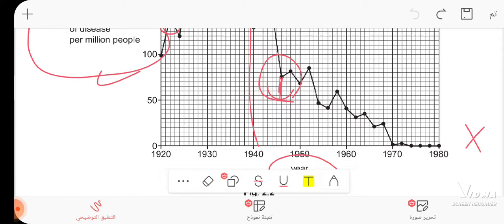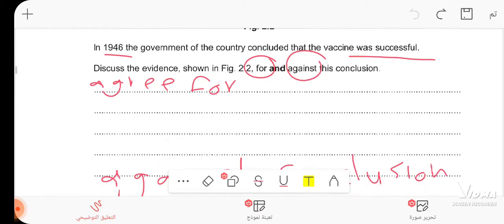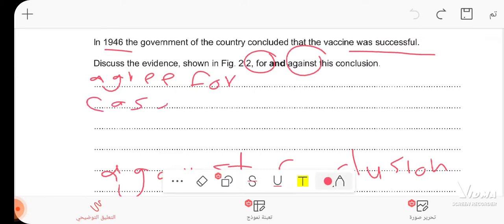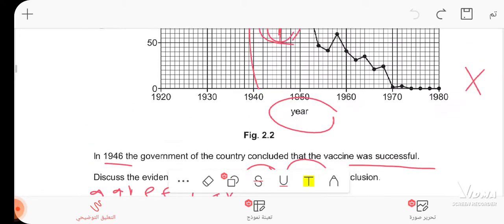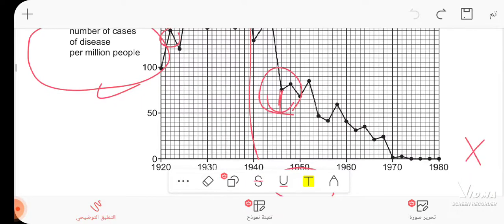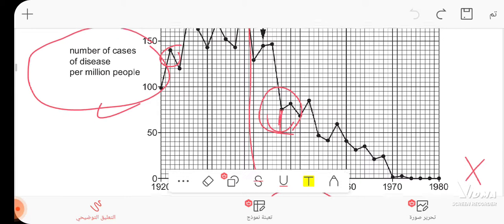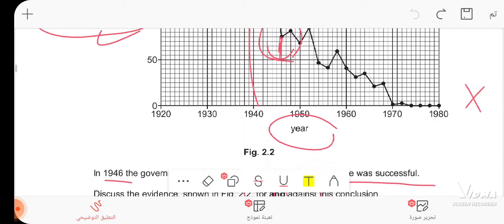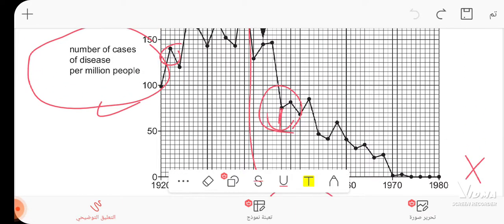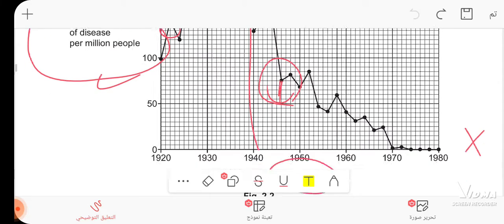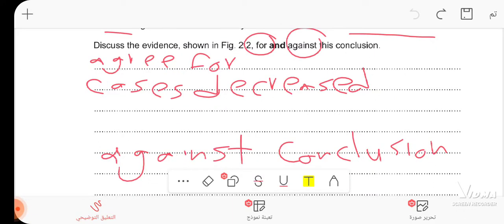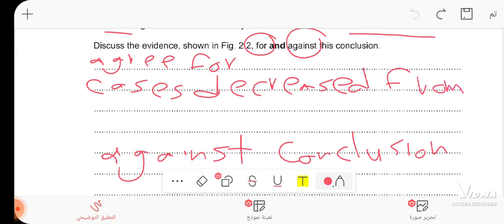Okay, so I'll say to him, I agree because cases decreased, for example, from 1944 to 1946 after introducing the vaccine. Okay.